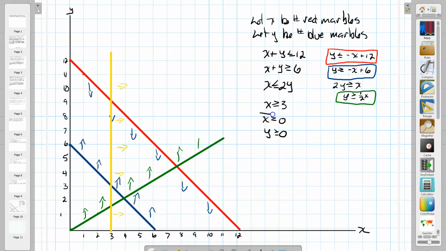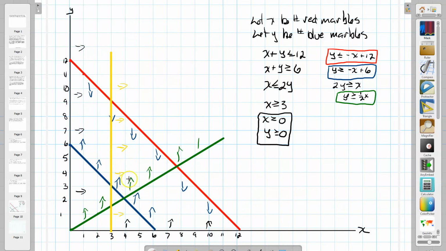So the final two constraints that we added in that are usually always there are x greater than or equal to 0 and y greater than or equal to 0. So that's the x and the y axis. So x equal to 0 is the y-axis, and y equal to 0 is the x-axis. And in this case, everything has to be larger than those. So we indicate the arrows up from the x-axis and to the right of the y-axis.